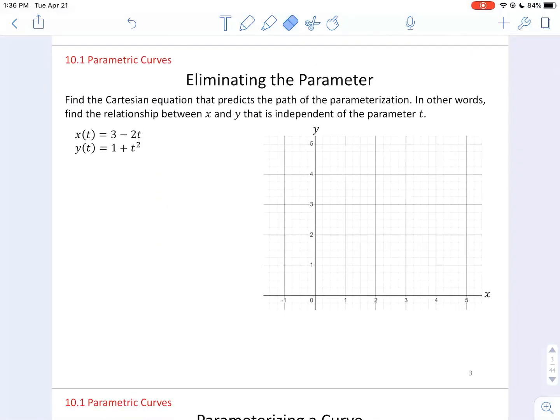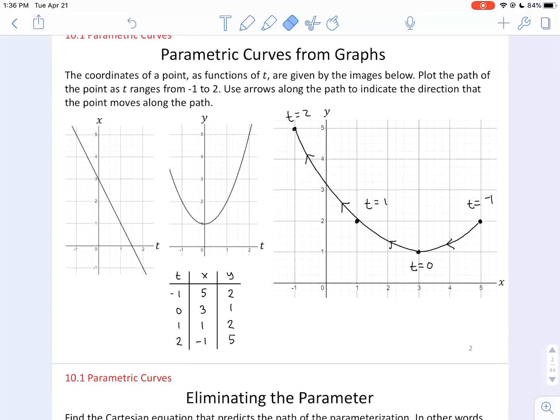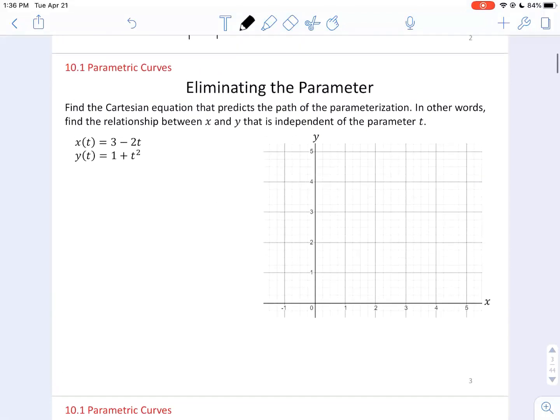The next thing is about eliminating the parameter. The parameter is the variable t, by the way. And what I want to do is I want to actually come up with an xy equation that makes the same image. So we can, in a sense, know what the path is going to be ahead of time. And by this same image, I'm referring to this parabola over here. If I can predict the path by eliminating the parameter and going back to just x's and y's.